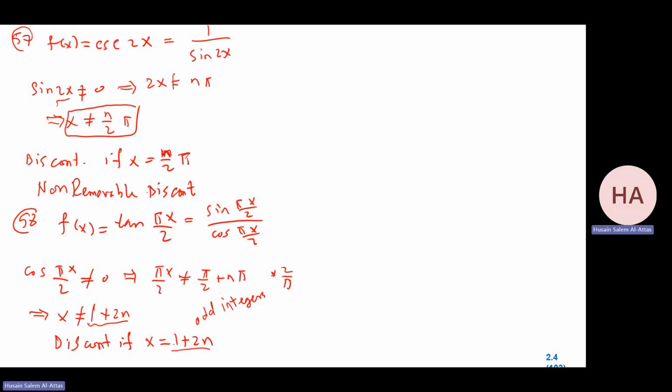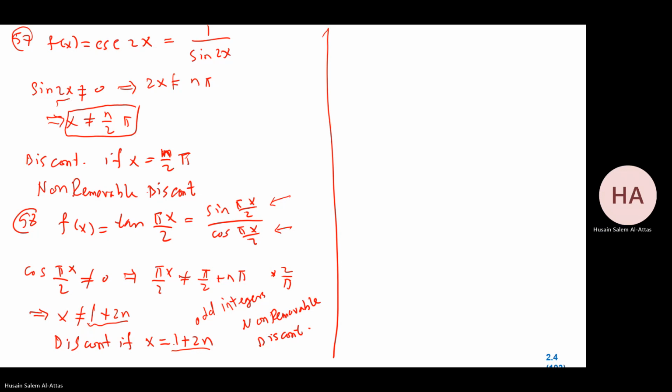So you have to check, is it removable or not removable? Substitute here, you will get 0. But substitute here, it will be what? 1. So I have non-zero over 0, for sure I have non-removable discontinuity. I don't have removable, since it will go either to plus infinity or minus infinity. It depends on right or left.